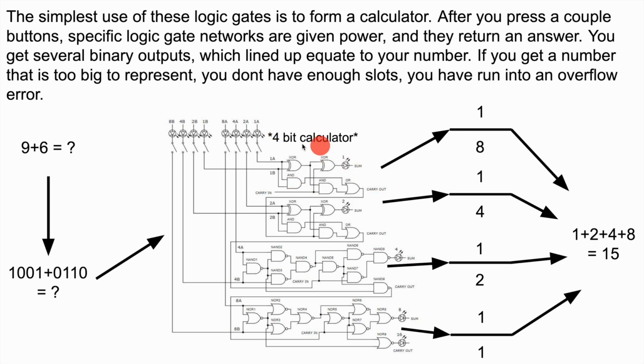Now, this is a very simple 4-bit calculator. It can barely add and subtract, but it still can. We could input 9 plus 6. We can convert it to binary. And when we have all of this, we can get outputs. But this is very limited. If we go over what it can possibly show to us, which is 4 bits, so 1 times 8, 1 times 4, 1 times 2, 1 times 1, if we add all of this together, we get 15. If you get a result that's more than 15, this will be called an overflow error. It does not have enough slots to be able to represent this number.